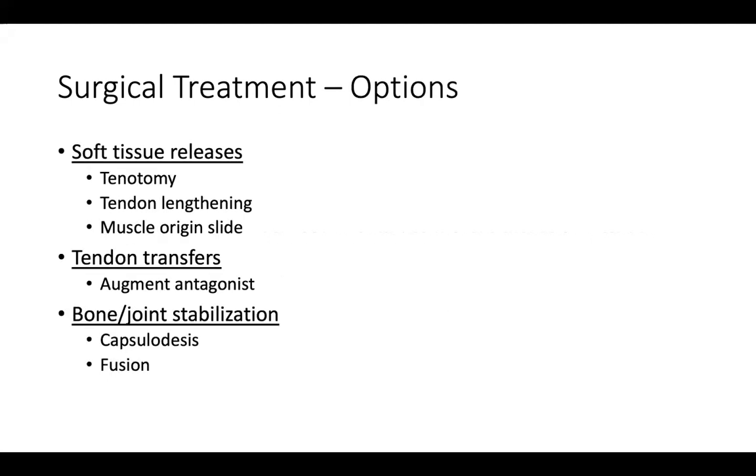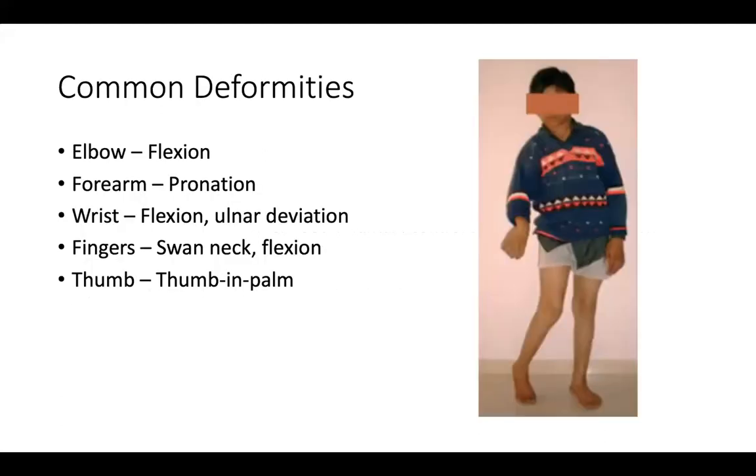So there are three main categories of surgical options. There are soft tissue releases, tendon transfers, and bone and joint stabilization procedures. And if we revisit those common deformities that are seen in the upper extremity with CP, we'll go through each of these and talk about the different surgical options for each.